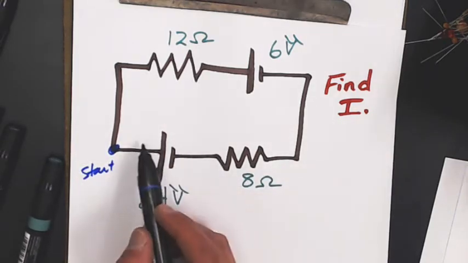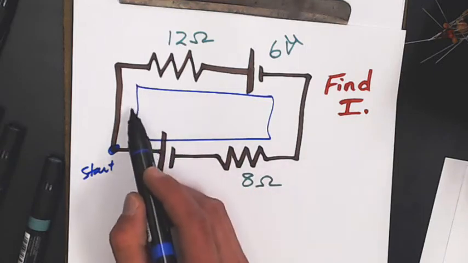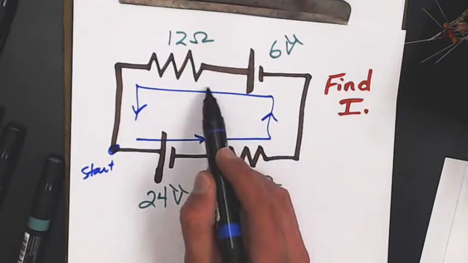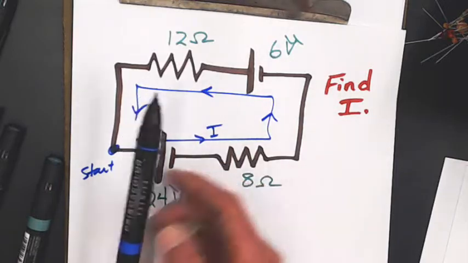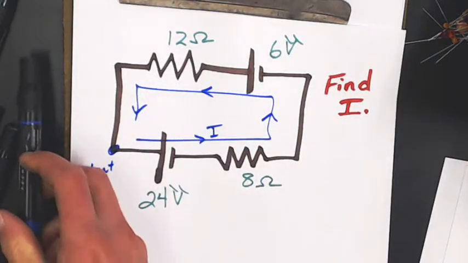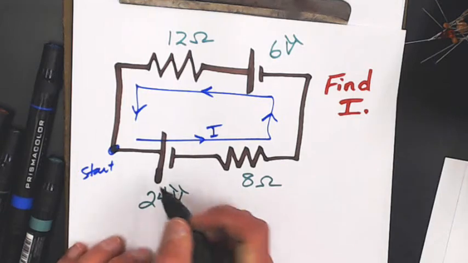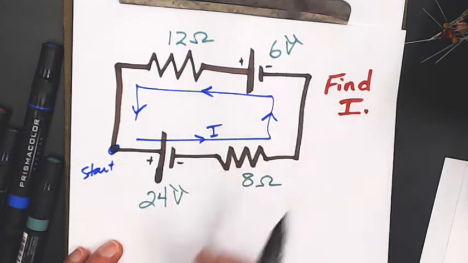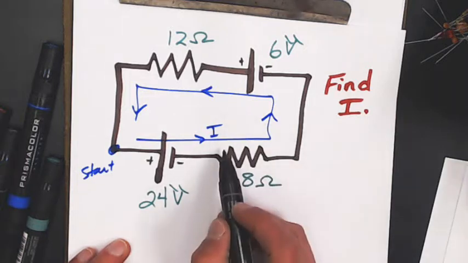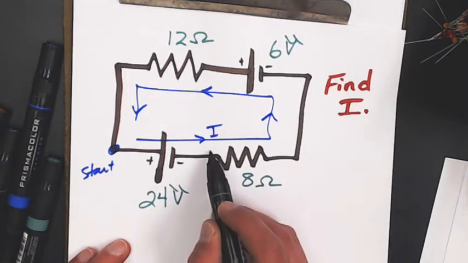And I want to make the loop go like this. So my current's flowing in this direction. Here's my current I. So now that it's moving in that direction, we now need to establish our potentials. But batteries are what they are. So that's the high potential side. Those are the low potential side. But my current's flowing this way.